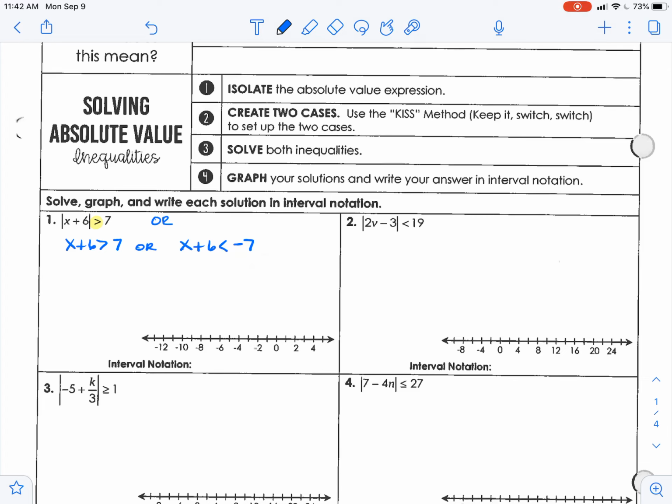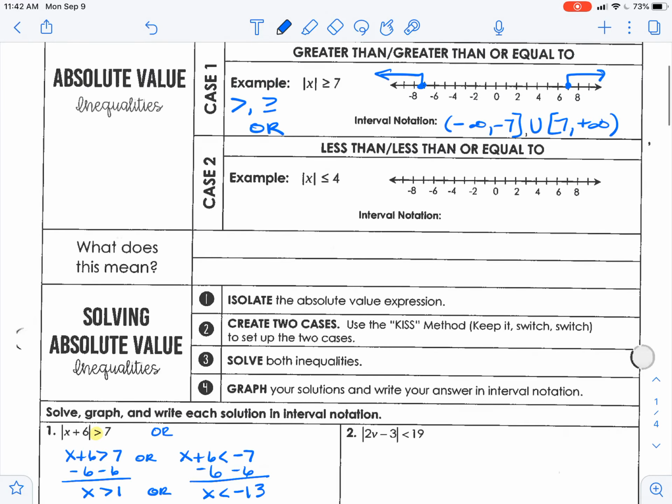Okay, so there's my two situations. So this is going to be x is greater than 1, or x is less than negative 13. So when I go to graph, I have the less than negative 13, I have greater than 1, and since this is an or, I'm asking for the union of the two graphs, and so that would be my final answer. And again, it looks like the answer that we had up here.